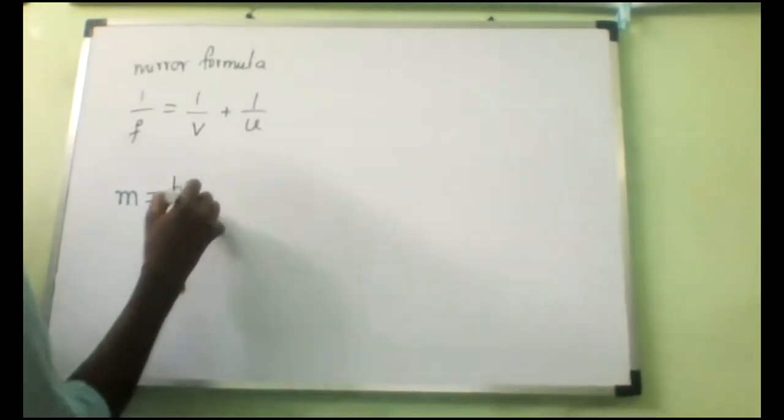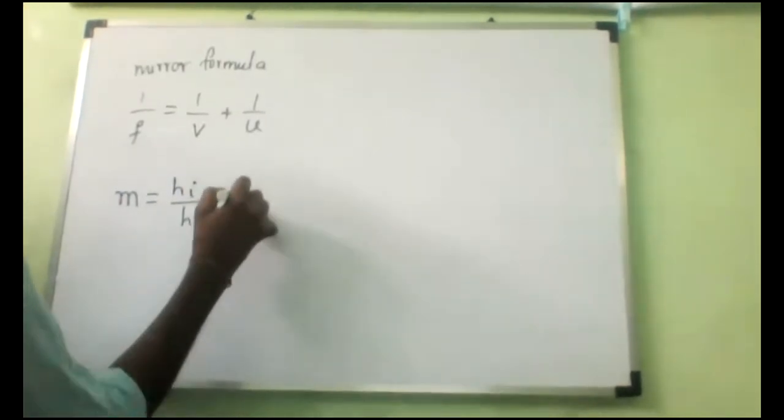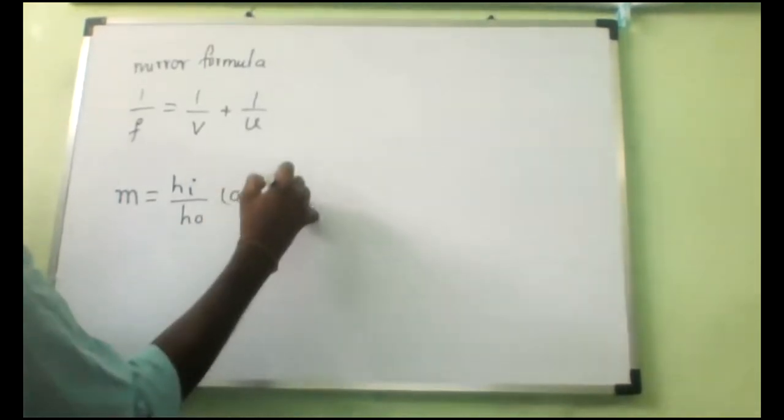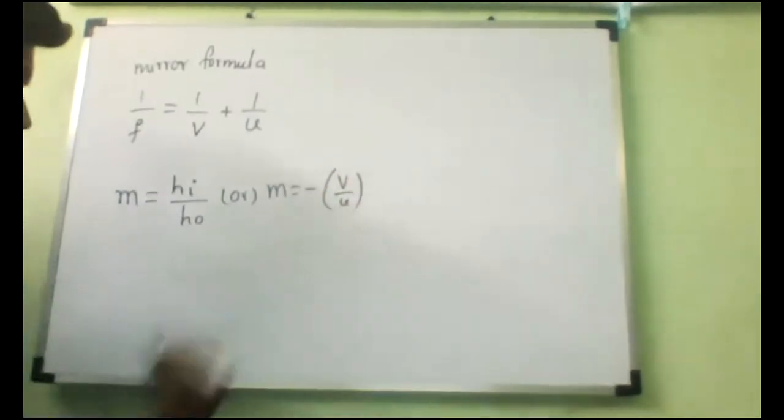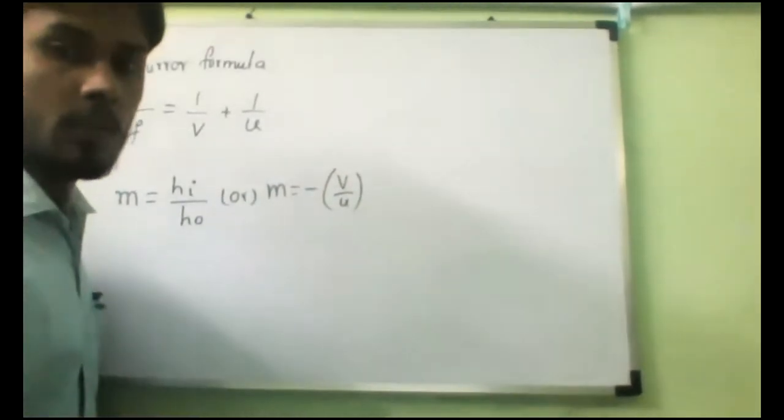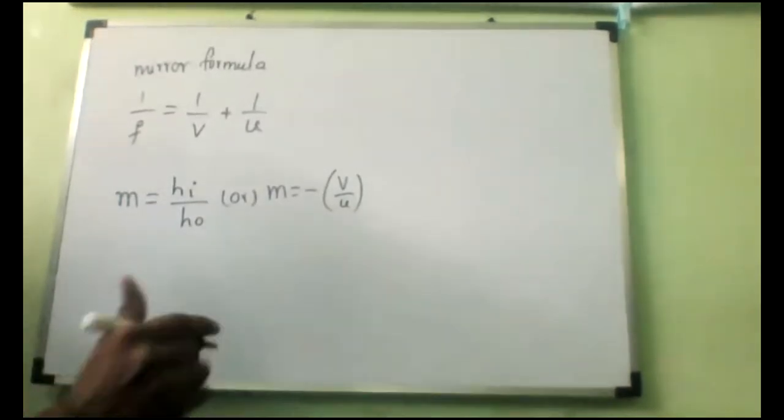Magnification is the height of the image divided by the height of the object, or I can write magnification M is equal to minus V by U. Is it yes or no? All of you? Yes, sir. And those who don't know, also note it down.